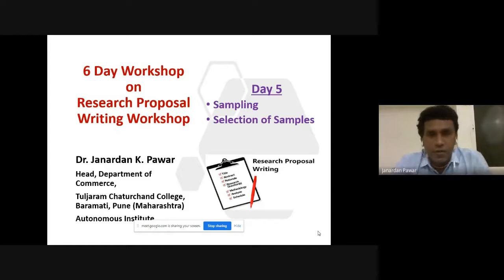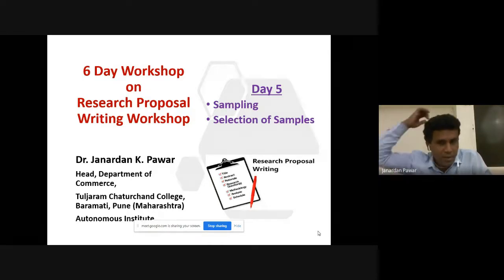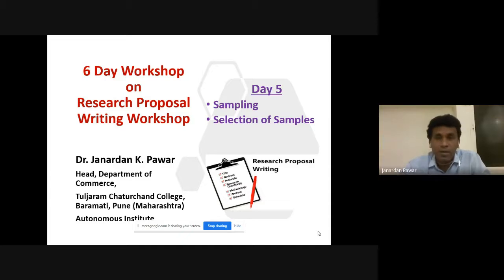This is the topic we have decided. Basically it is one topic, but I have divided it into two parts. First of all, we are going to talk about sampling. In sampling, we will talk about the concept of sampling, then different methods of sampling, and after that sample selection: how the samples are selected for the study.